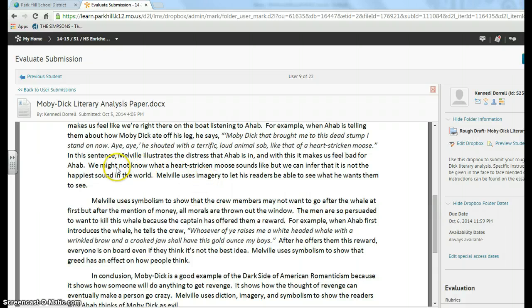And try not to put in these superfluous pieces of information, like we might not know what a heart-stricken moose sounds like, because the idea would be that the reader can infer that it's a groan without you telling us that we can infer that.